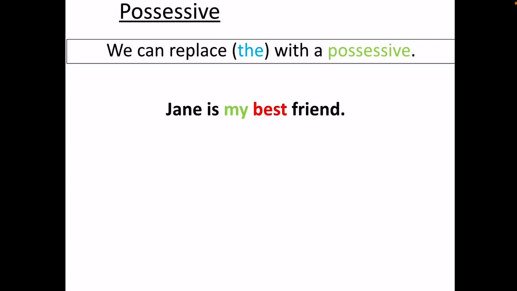Jane is my best friend. هنا أيضا تعتبر البست هي superlative. Physics is her hardest exam. فهنا لما نشوفون possessive ممكن أستخدم بعدها superlative adjective.